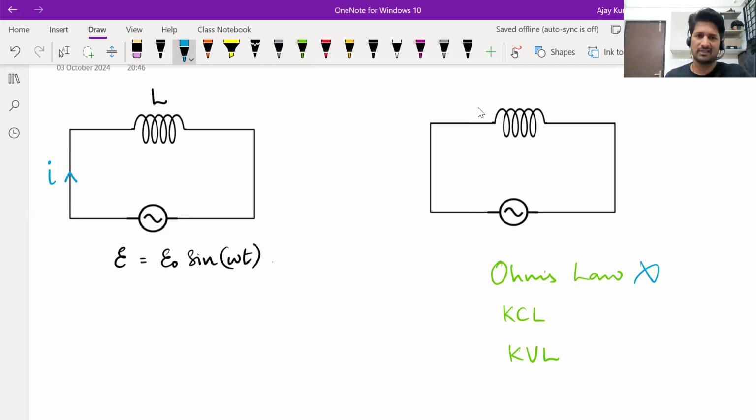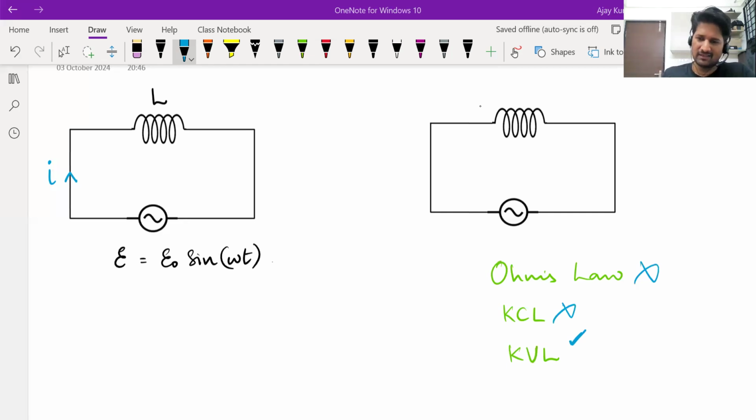Kirchhoff's current law, or the junction rule: are there any junctions in this circuit? Clearly, there are no junctions in this circuit. Then we are left with one option, KVL. And KVL can be applied to any circuit. There's no restriction. Now tell me, if we apply KVL to this loop, will the equation involve the current or not? It will, sir.